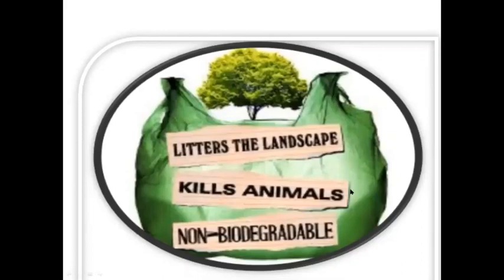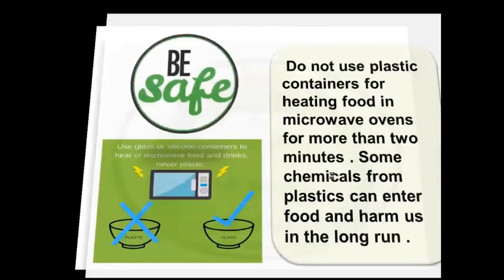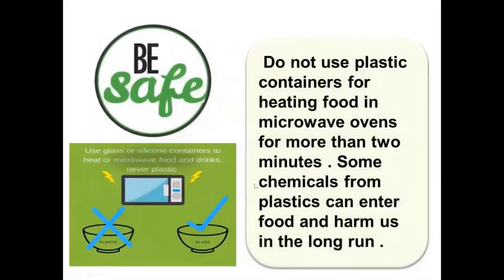So children, try to avoid the use of plastic bags. Instead of plastic bags, we can use jute bags, paper bags, which ultimately help us to keep our surroundings clean. Now, a very important thing for you all. Do not use plastic containers for heating food in microwave ovens for more than 2 minutes. Why should we not use plastic containers? As some chemicals from plastic can enter food and harm us in the long run.